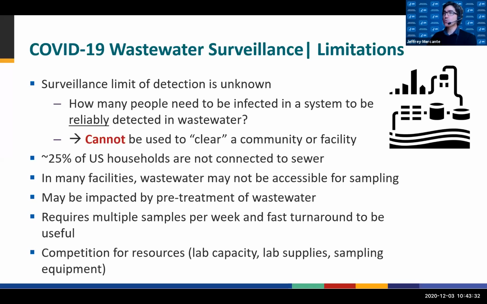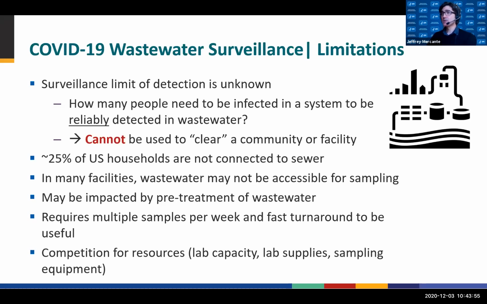Additionally, about a quarter of American homes are on septic-based systems, and therefore those individuals would not be regularly captured by wastewater surveillance. This will have the biggest impact on the usefulness of wastewater in very rural or coastal communities that are primarily served by septic systems. In many facilities, wastewater may not be accessible for sampling at all.